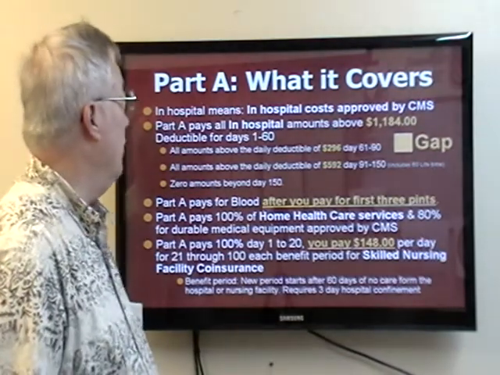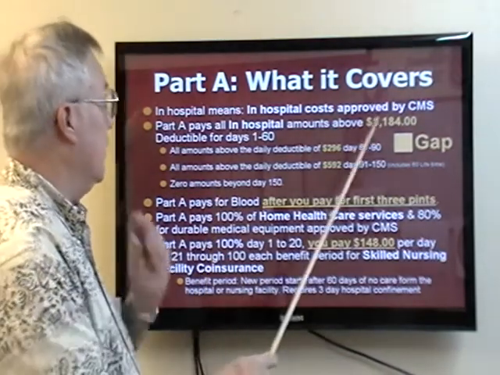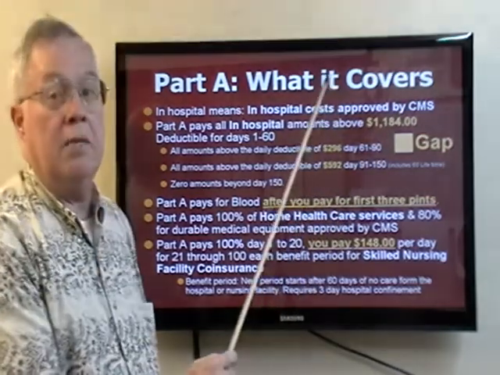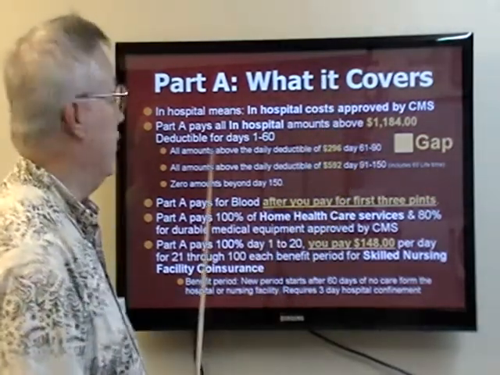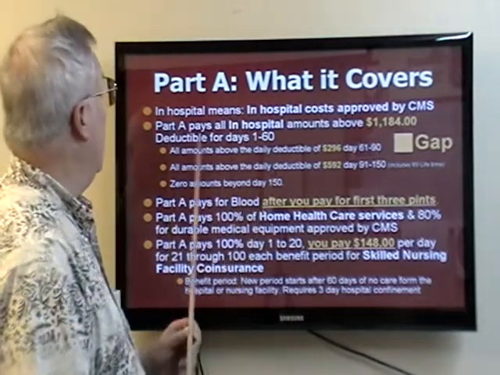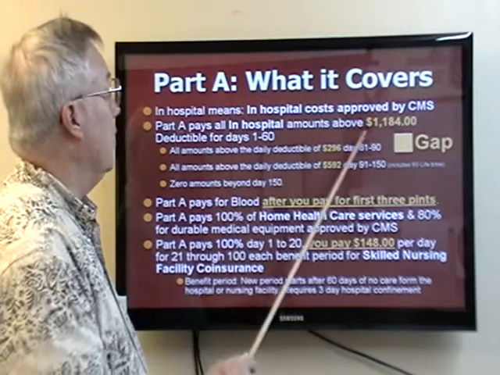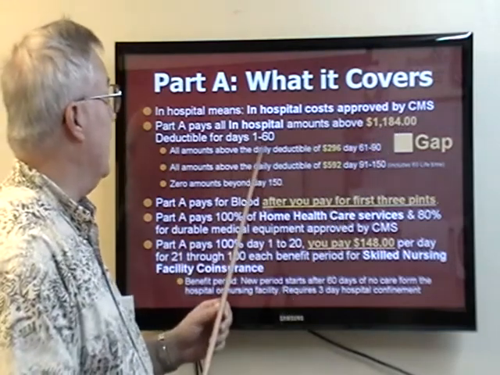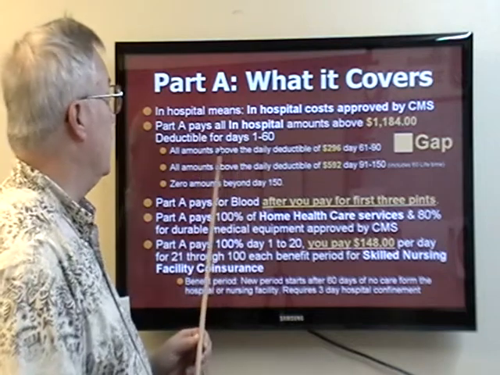Part A, what does it cover? Well, let's take a look at the in-hospital approved cost by CMS. And that's important because approval by CMS is critical. If it's not approved by CMS, it's not going to get paid by anyone. Part A pays all in-hospital amounts above $1,184 for the first 60 days. So that's your deductible, your first 60 days.